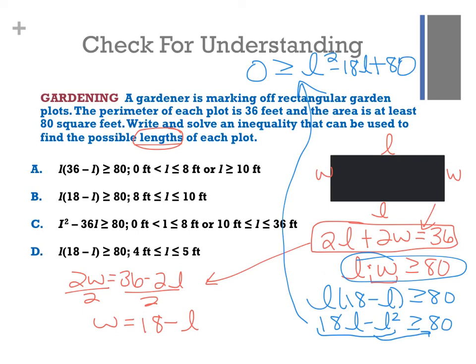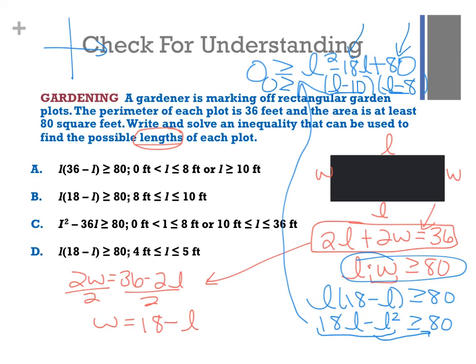And what you want to do is go ahead and factor this. And if you factor this quadratic, you get L minus 10 and L minus 8, because negative 10 times negative 8 gives you positive 80, and negative 10 plus negative 8 is negative 18. So when you solve this, just thinking about the graph here, I'm going to have x-intercepts, or L-intercepts for that matter, at 8 and 10.